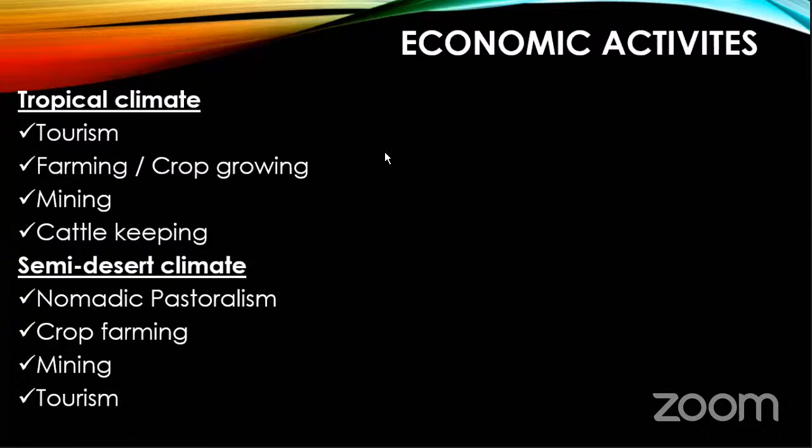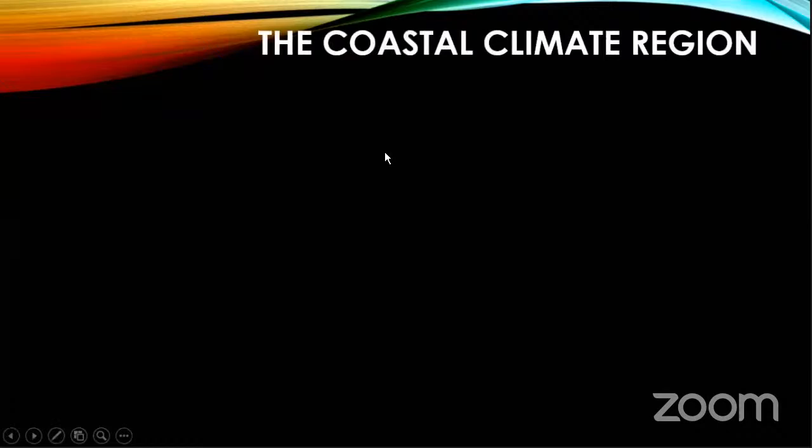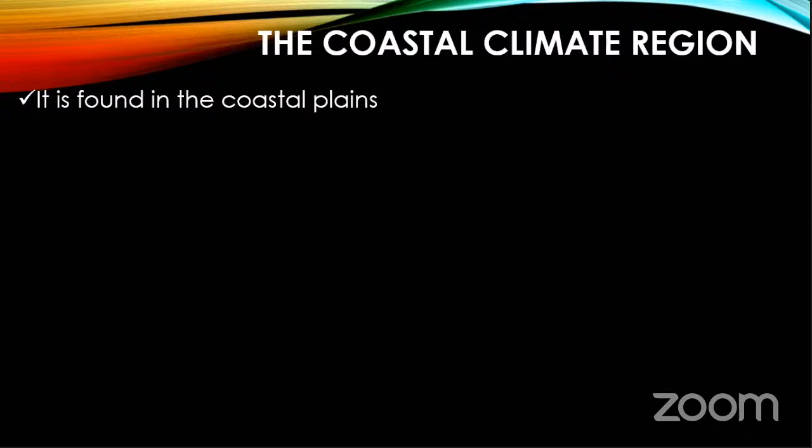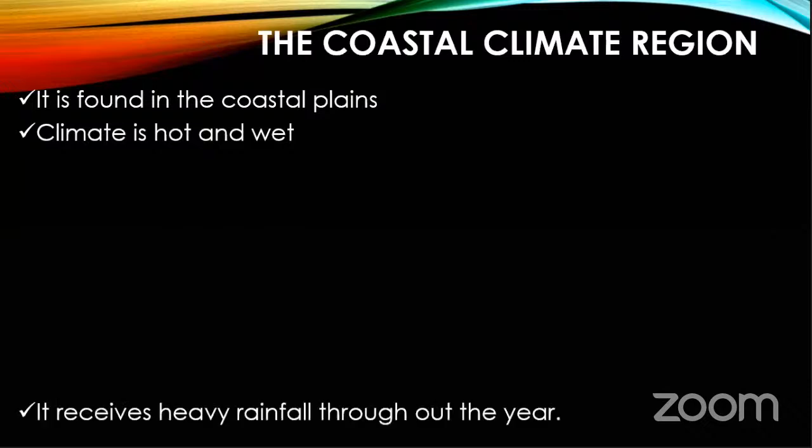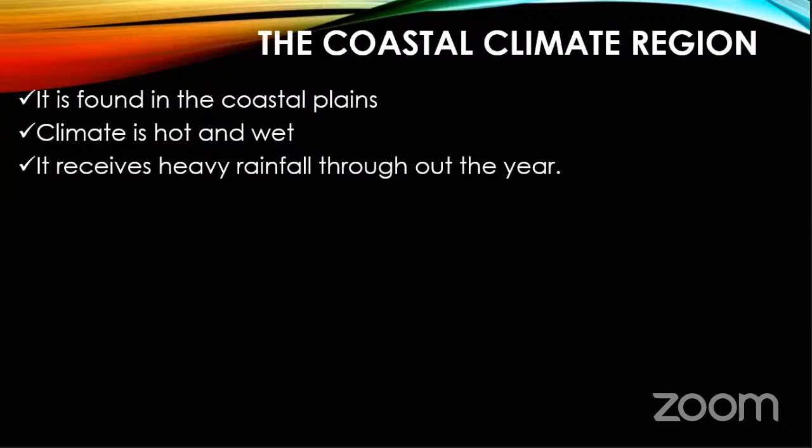Okay. Lastly, let's look at the coastal climatic region. The word coastal comes from the word coast, and you know, to have a coast, you must have a sea, an ocean, something like that. It is found in the coastal plains. The climate is hot and wet. It receives heavy rainfall throughout the year.